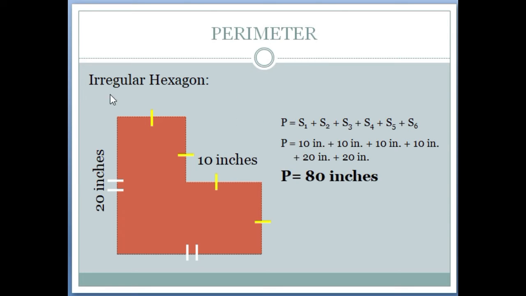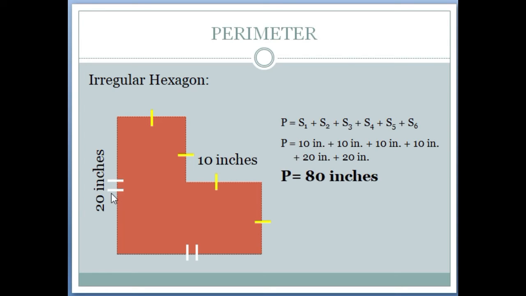Now, we're dealing with an irregular hexagon. Ngayon, first is identify nyo muna or analyze nyo muna yung figure. So, bilangin natin yung side if it's an irregular hexagon talaga. You have 1, 2, 3, 4, 5, and 6. So, you have 6 sides.